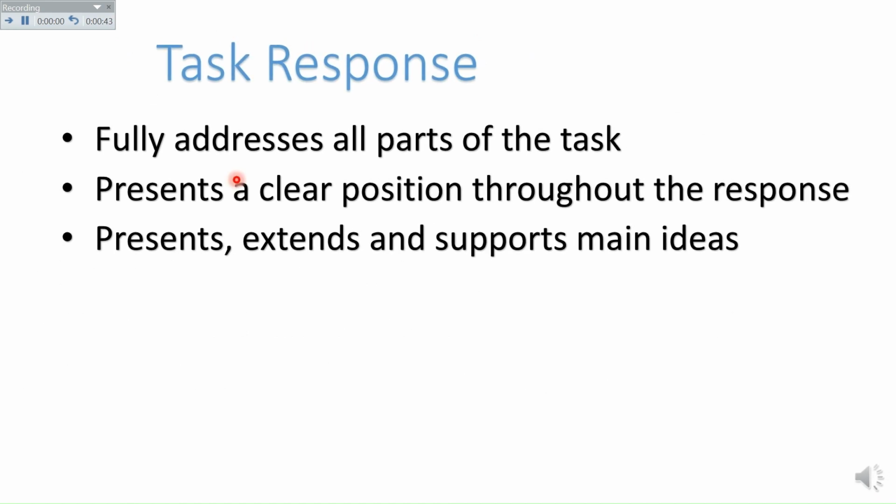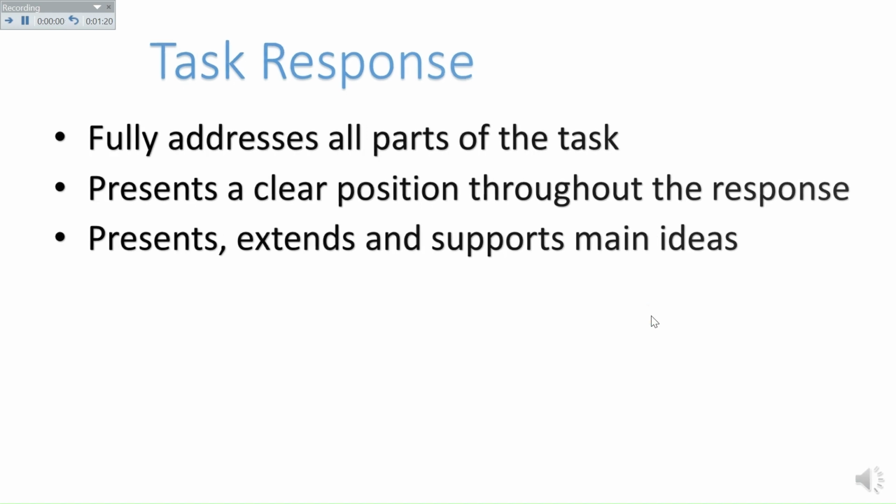So what is task response? Task response says fully addresses all parts of the task, like you need to fully answer all parts of the question in either task 1 or task 2. Presents a clear position throughout the response, like if it is an agree and disagree essay, you should have a very clear position, either agreeing or disagreeing. The third one is present, extend, and support main ideas. Like you have the supporting arguments to support your main ideas, right? You need to give reasons and examples to support your main ideas. So that's all included in task response.